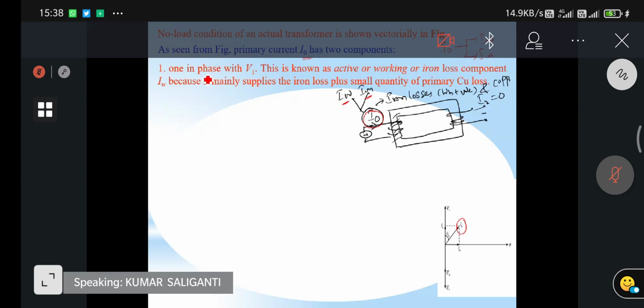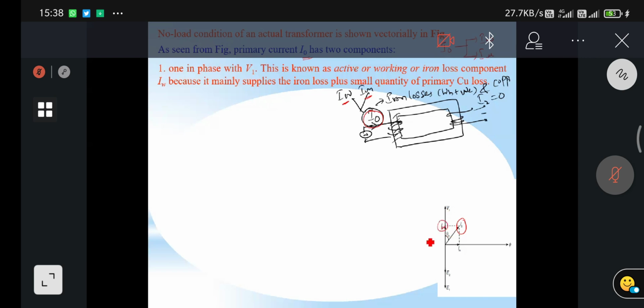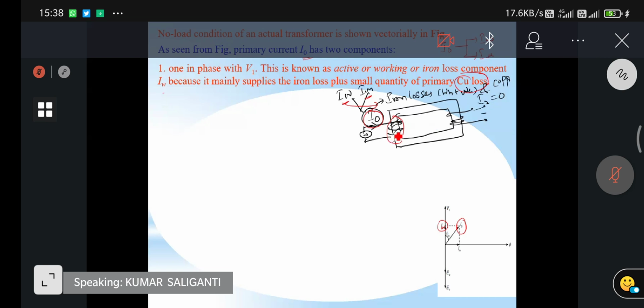This I naught has two components. One is in phase with V1, so this is the working component current, IW. It is the active or working or iron loss component, because it mainly supplies the iron losses and a small amount of primary copper loss. Because the secondary side is open circuited, only the primary winding is there, so a small amount of copper loss will be present.